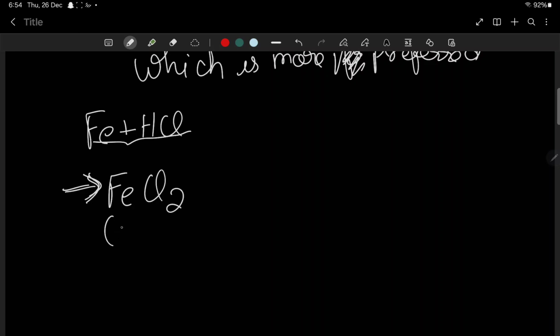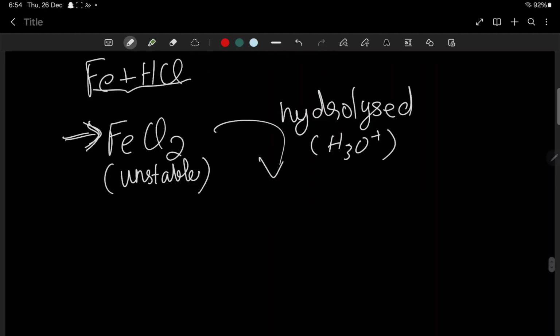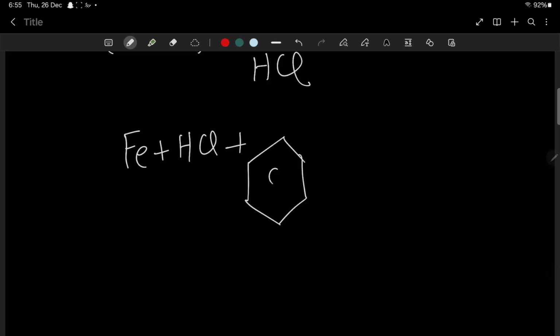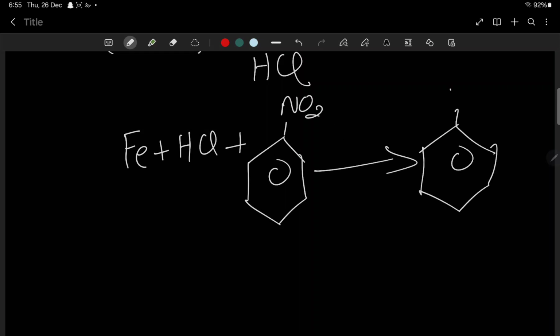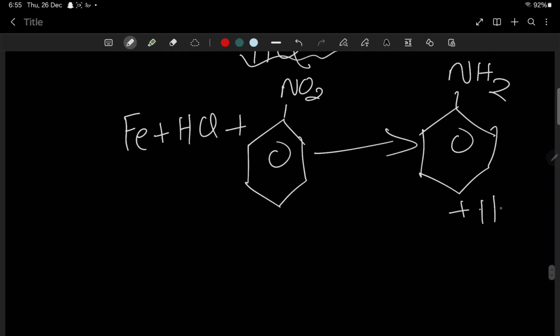This compound is very unstable, and it gets hydrolyzed. That is, H3O plus hydrolyzes it to hydrochloric acid, HCl. So look, what is happening is that the reagents are Fe plus HCl plus nitrobenzene, giving us amine. And now, as FeCl2 is hydrolyzing to give HCl, we get HCl on this side also.